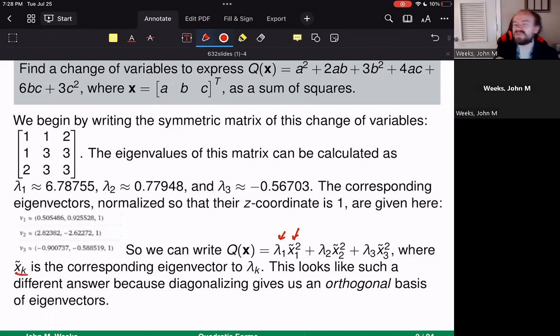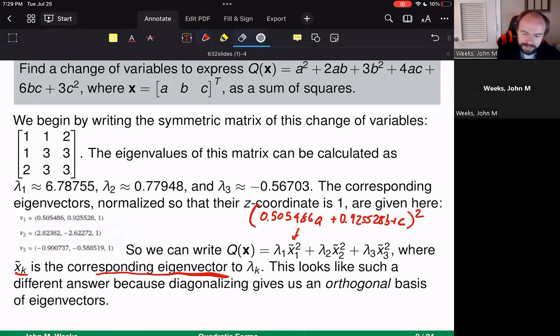So to be more specific here, because I'm not as specific in these slides as I need to be, what I'm saying by x of k here is the corresponding eigenvector. What I'm saying is this: x of 1 tilde is going to be equal to something like 0.505486 times the original variable, x1, or in this case, a, plus 0.925528b plus c. So this is all of this stuff squared. So this is what's being mentioned here. We can write this indeed as a sum of squares, but as you see, the entries of them are not necessarily nice, but at least now we know that it is possible.